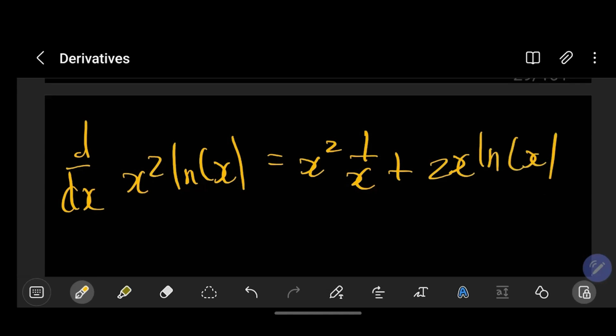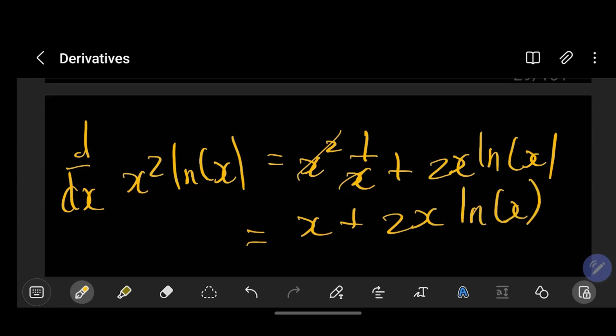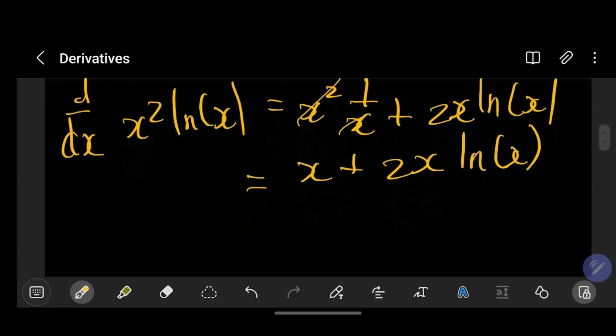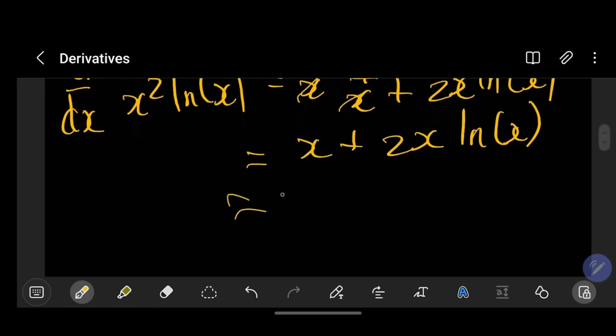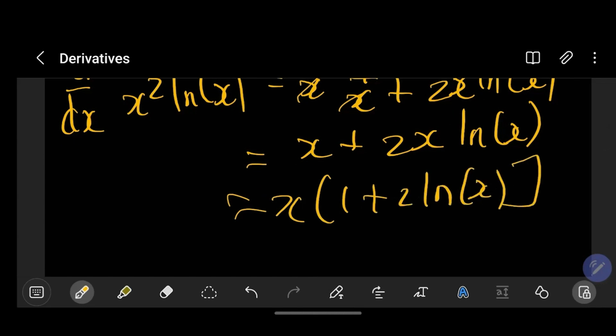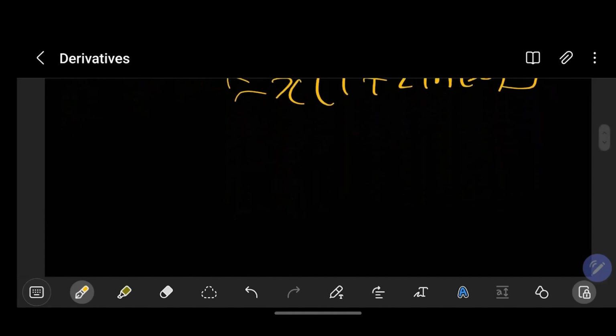Okay, and we can see that the x squared and the x can cancel out, so we have x plus 2x ln of x. Okay, you can take out the greatest common factor. So if we take out x, we are left with x times 1 plus 2 ln of x. So just for information, if you want to simplify.